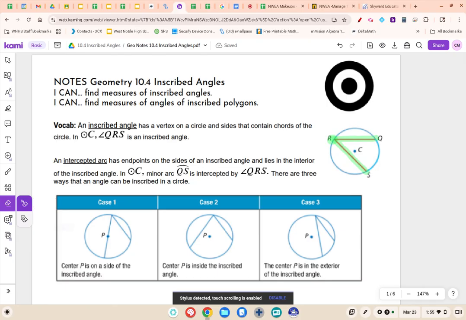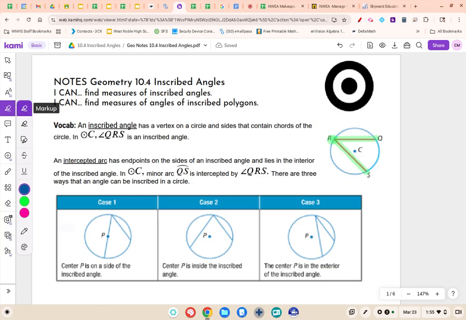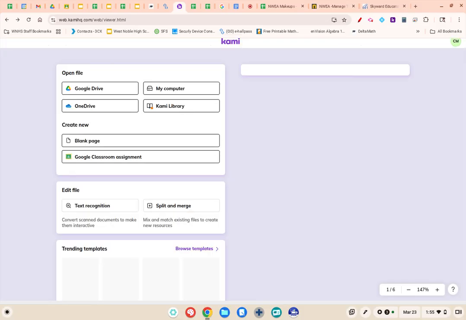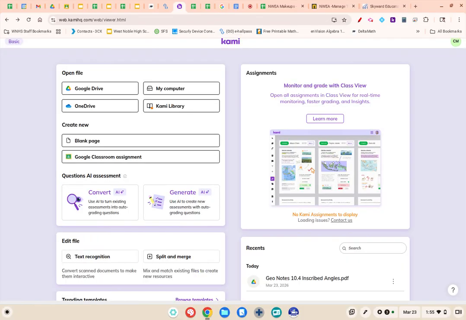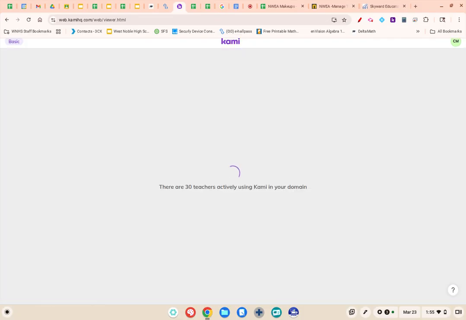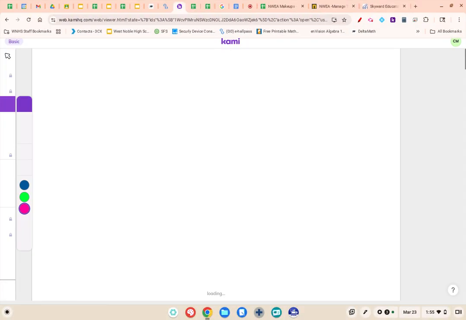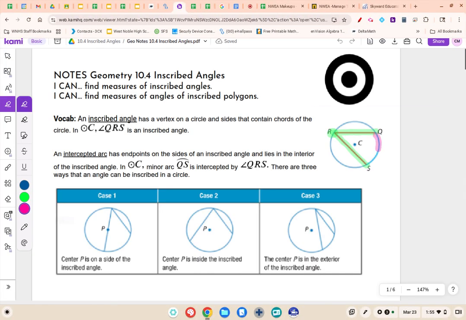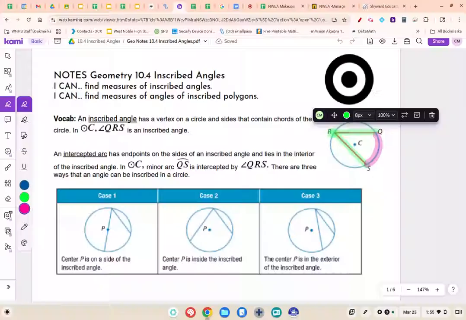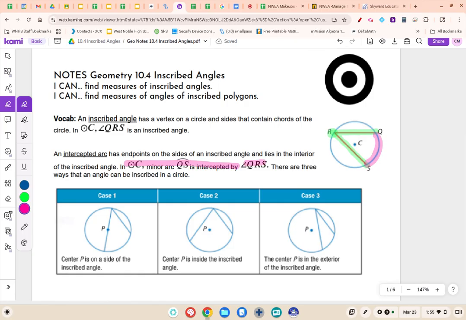An intercepted arc has endpoints on the sides of an inscribed angle and lies in the interior of that inscribed angle. So we have our inscribed angle here. This arc QS is our intercepted arc. And that's what it says here. Specifically intercepted by that angle.